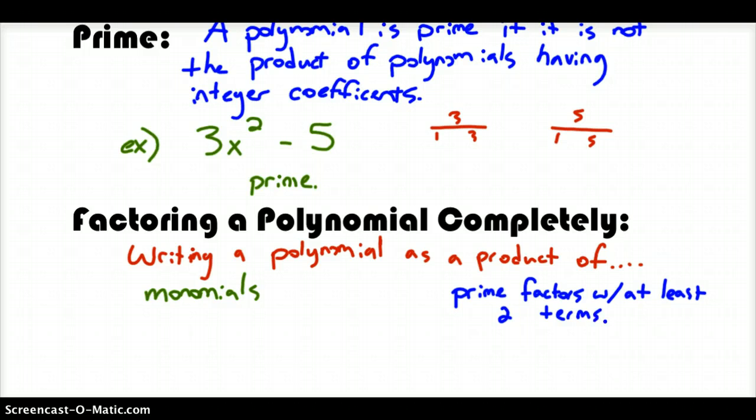Okay, so remember, a monomial could maybe even be something such as the number 5. Okay, and prime factors with at least 2 terms. That would mean it could be a binomial, right? So maybe it's something like 2x plus 4. And so again, factoring a polynomial completely is to break it down as much as possible, like we're taking out as many factors as we can using the distributive property. Okay, so again, this is just a little bit of terminology that we really want to understand to make sure that we can move forward appropriately.